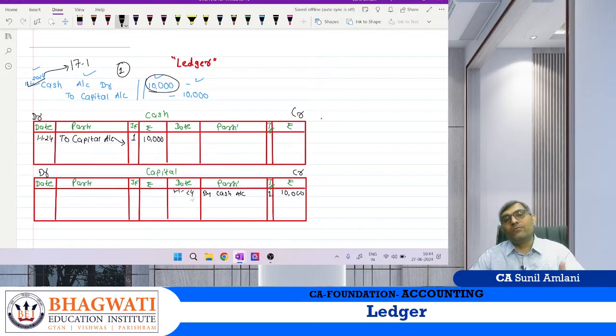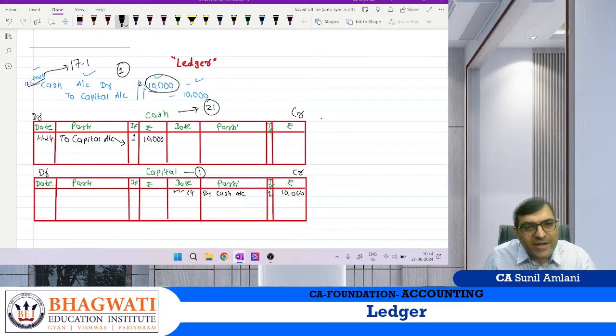Now the question arises that if we continuously do it, what importance does this ledger have? Once this is done, imagine the cash account is at page number 21 and the capital account is page number 1. So I write here 21 and 1. The moment you record the numbers in the JF column, it is again indirectly one conclusive evidence that these entries are posted in your ledger.